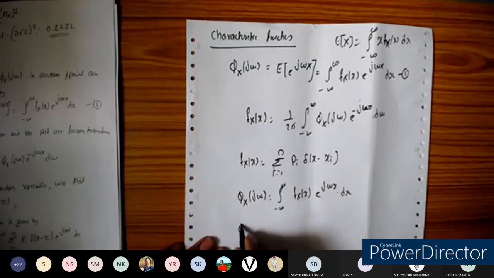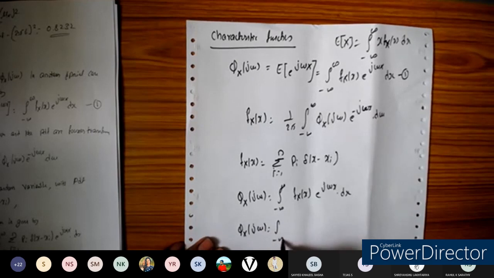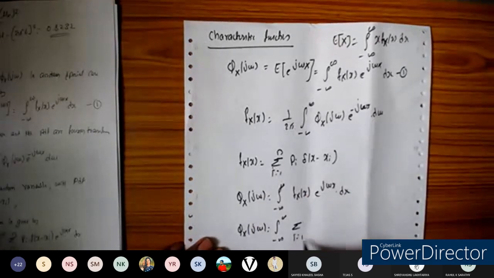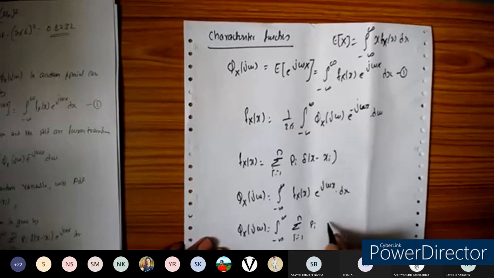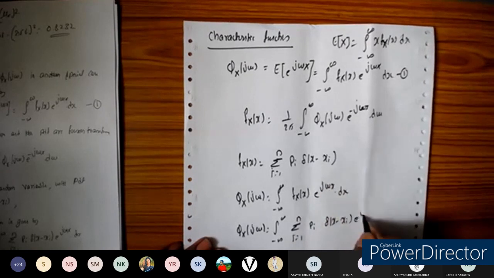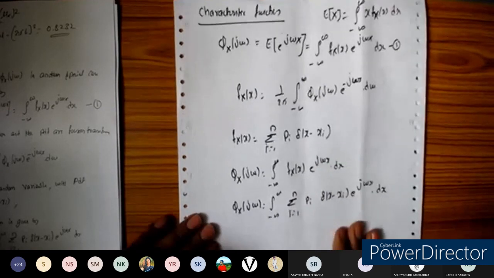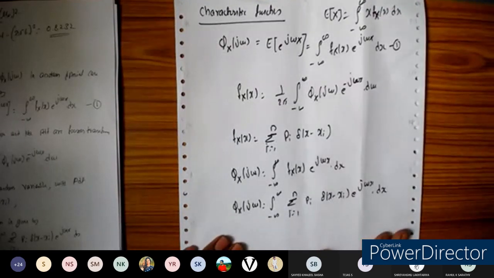Substitute for fX(x). So you can substitute this one here: summation i equals 1 to n, p_i into delta of (x minus x_i), into e to the power of j omega x, into dx. e to the power of minus j omega x into dx.